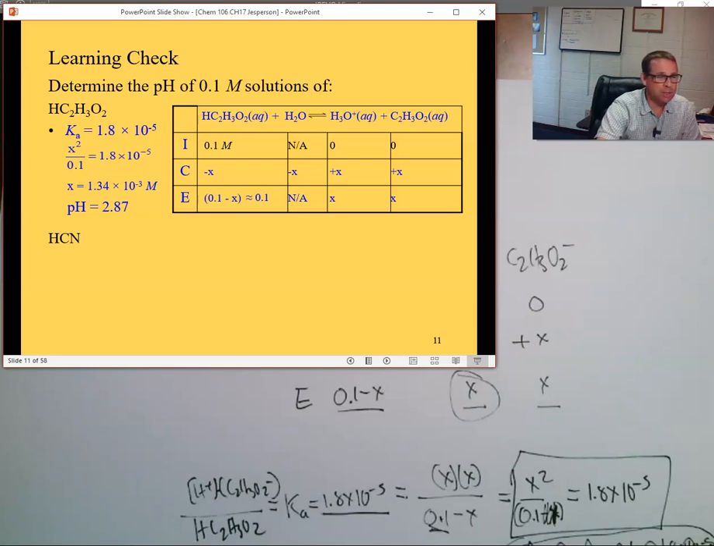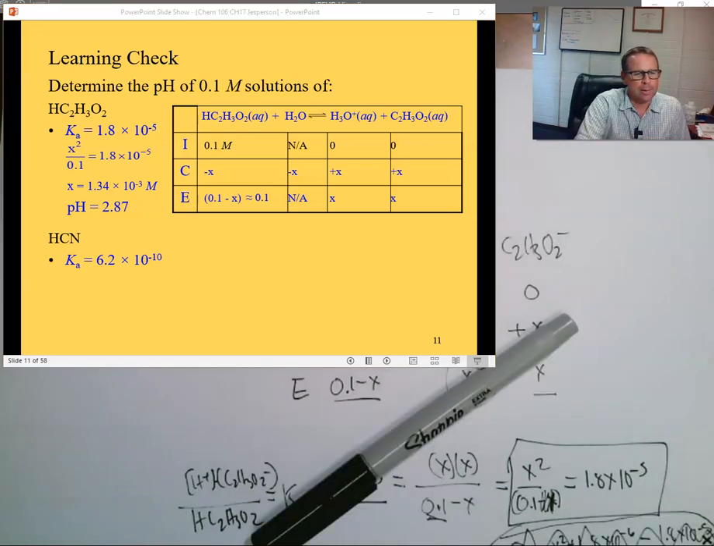This one, actually, I'm going to give you guys about 3 minutes to solve it. And you might say, oh, that's not enough time. But there's a very familiar pattern, right? You're going to end up with a statement very similar to this: x squared over 0.1 equals 1.8 times 10 to the minus 5 for this problem. But we're going to determine the pH of a 0.1 molar solution of this HCN. Okay? So, why don't you guys all take a stab at it, and then we'll come back in just about 3 minutes, and we'll see what we got. Okay? All right, did you get it?